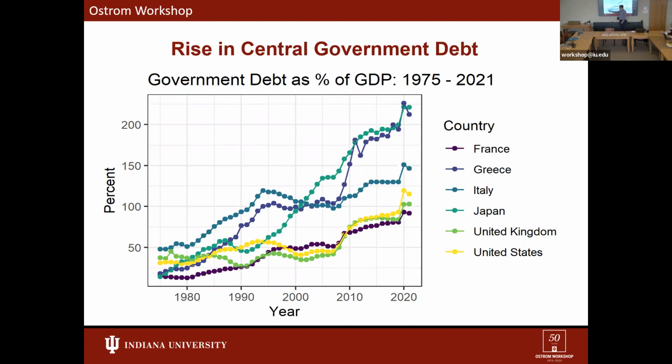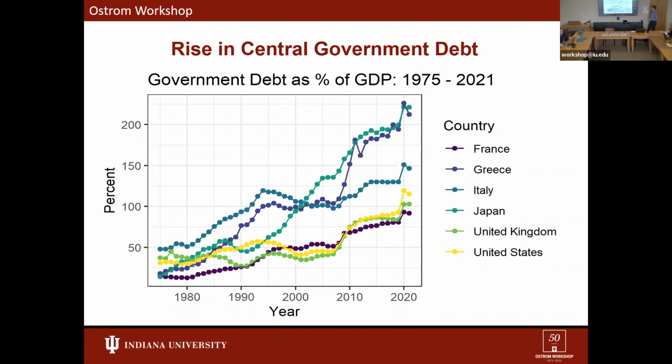So in 1975, you can see that for all of these countries, their government debt was less than 50% of their respective GDPs. But now as of 2021, all of their debts were around 100% of GDP, or in some cases, much higher. And this is not a problem that's isolated to just these countries. You can see very similar trends in many OECD countries as well.